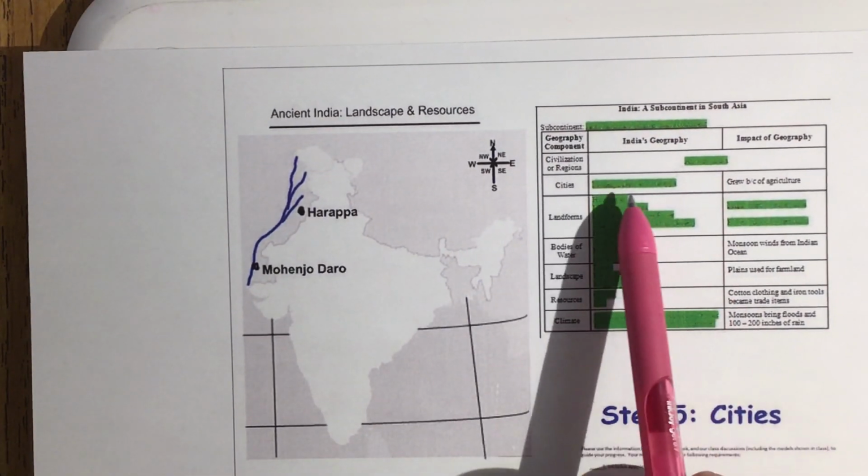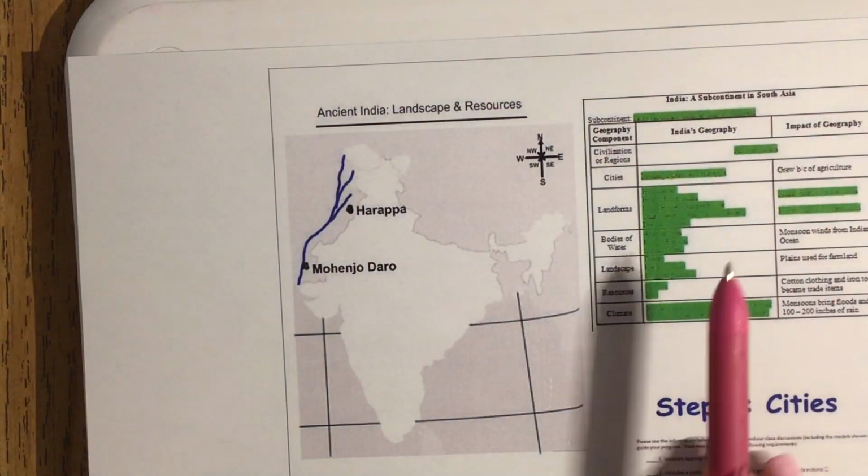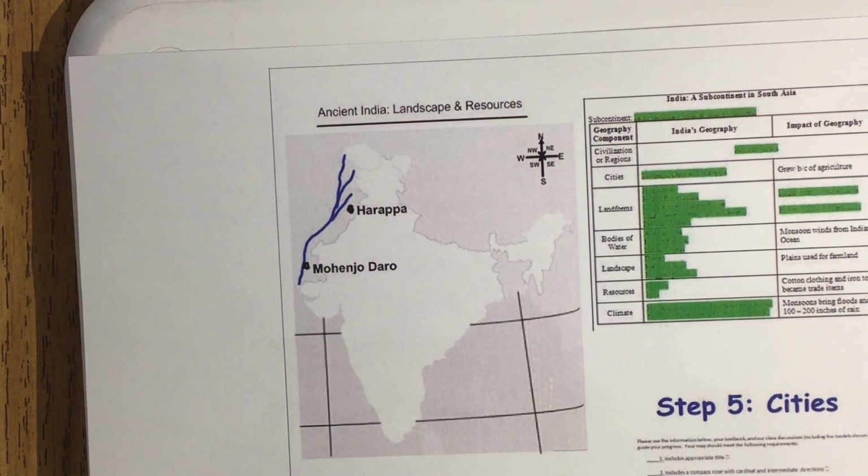Moving on to step 5. Step 5 is cities. The only cities you're supposed to include on your map are the ones listed in your notes, Mohenjo-Daro and Harappa. Now, I noticed a lot of people were confused on this.